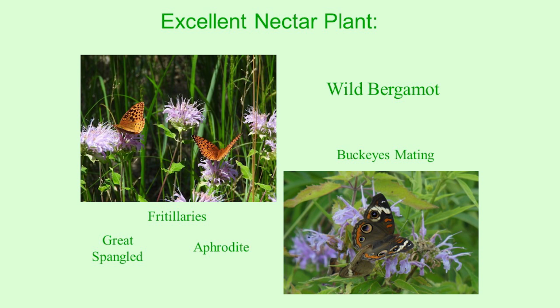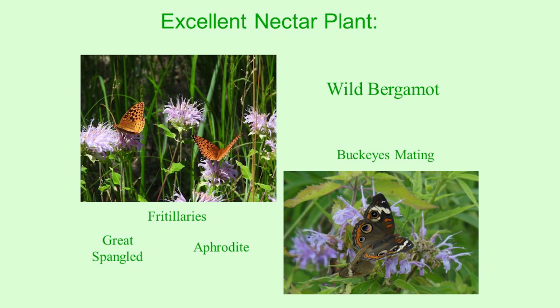Then on the right, you have a buckeye. Actually, there's two buckeyes, and they're mating. And it's hard to see, but the one is perpendicular to the other one. They're hooked up at the hind end. Only one of them you can really see the top side of the butterfly.